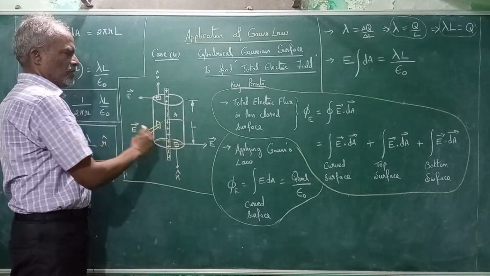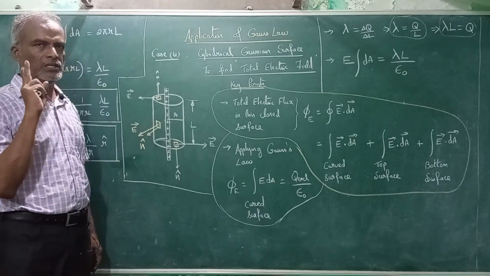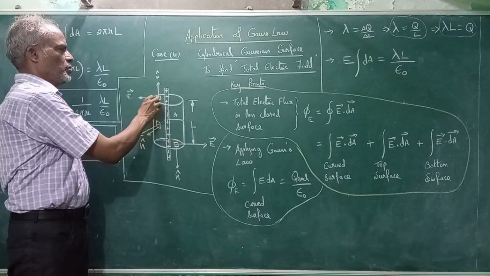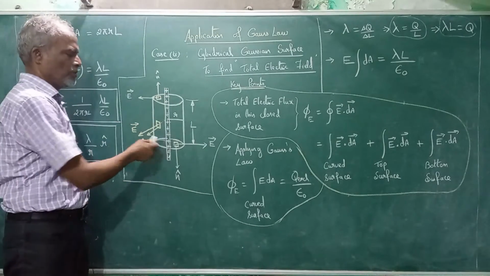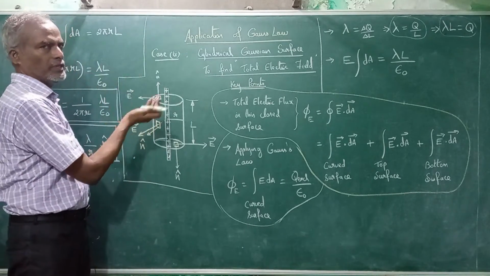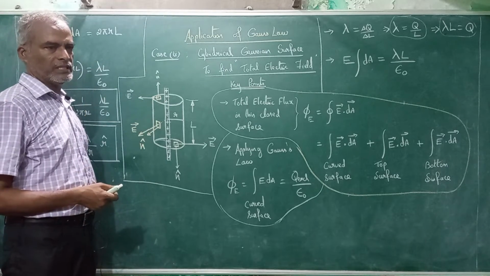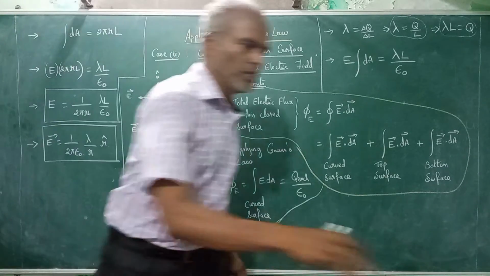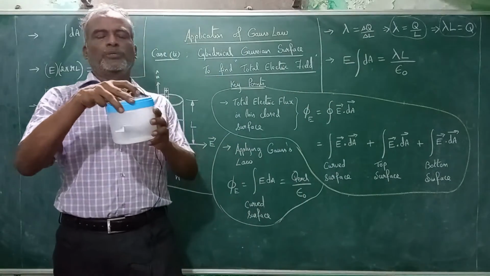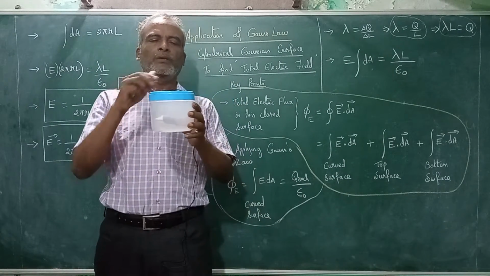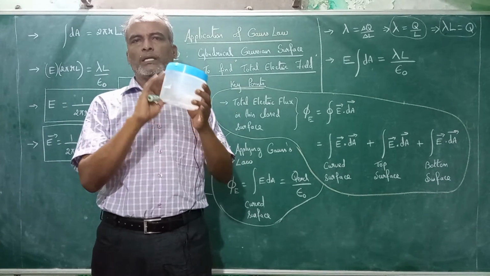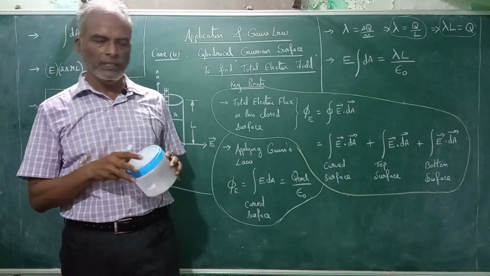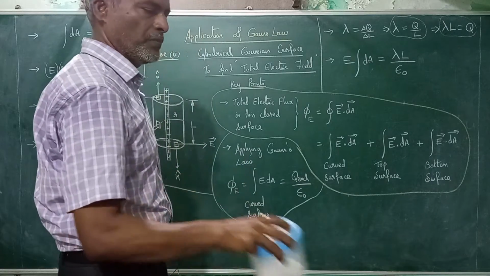Okay. So you have a cylindrical Gaussian surface. In that we are considering 3 points. First point, the top of the cylinder, bottom of the cylinder, and the curved surface of the cylinder. That means if you assume this to be the cylinder, we are going to consider top of the cylinder, bottom of the cylinder, and curved surface area of the cylinder.